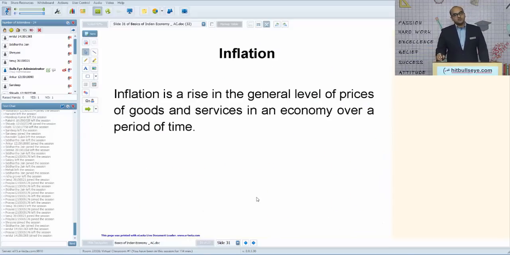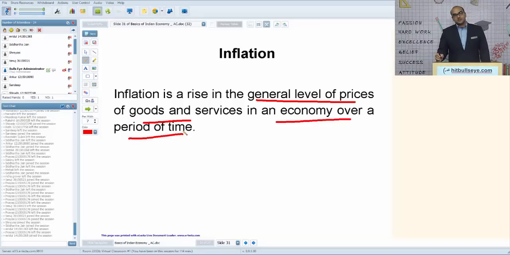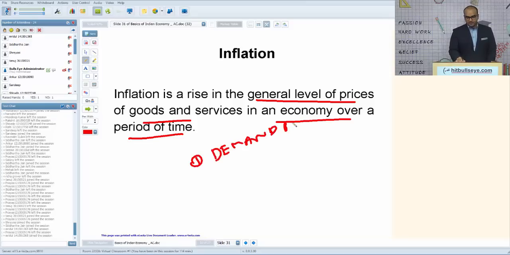Okay, next important concept is of course related to inflation. It is a rise in the general level of prices of goods and services in an economy over a period of time. So there are 3 types of inflation. First is demand pull, second is cost push, and third is structural inflation.